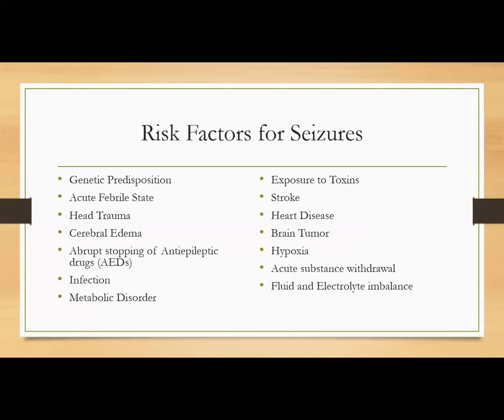Hypoxia, decreased oxygen, because remember when we talked about our neuroassessment, the brain needs oxygen. If you don't have enough oxygen, it can cause potential seizures. Acute substance withdrawal: dehydration accompanies withdrawal, creating a toxic level of substance in the body. Fluid and electrolyte imbalances, which have abnormal levels of nutrients required for our normal neurological function. So these are all different types of risk factors for it.